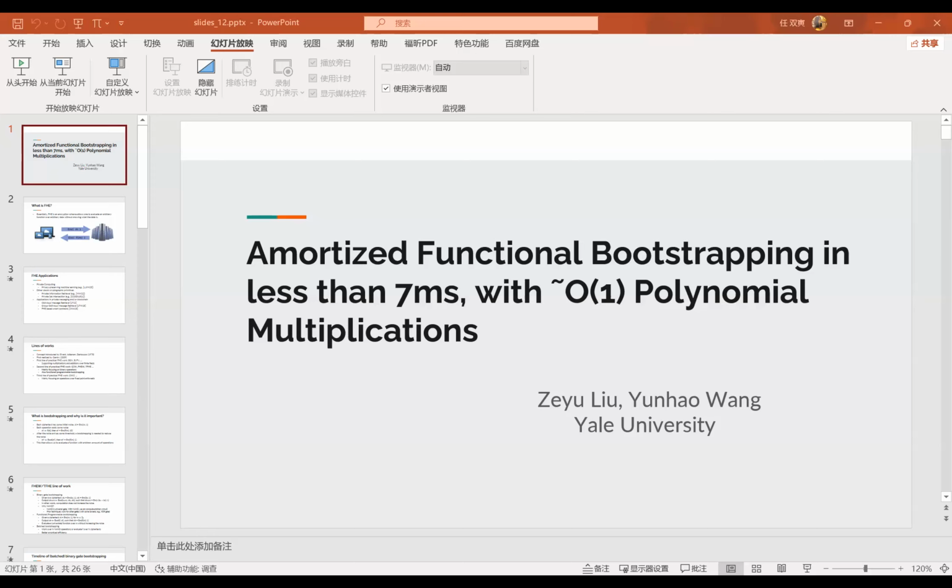So in 2021, there were four works: CLOT, FDMP, MP, and FODEP. All of them focus on functional bootstrapping, and their runtime is roughly the same as prior works, actually a bit slower. But their contribution is that they remove this limitation.